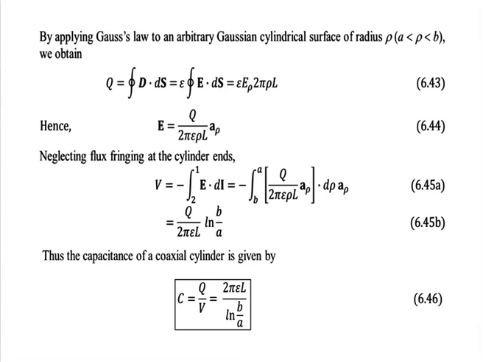Neglecting the flux fringing at the cylindrical ends, we can get the expression for V, which is equal to minus integral of E dot dl, ranging from 2 to 1, and we get the expression for V given by equation 6.45b, which is Q upon 2 pi epsilon L into logarithm of B by A. This way, putting the value of V in the expression 6.46, we get the expression of C is equal to Q by V, which is equal to 2 pi epsilon L upon logarithm of B by A.